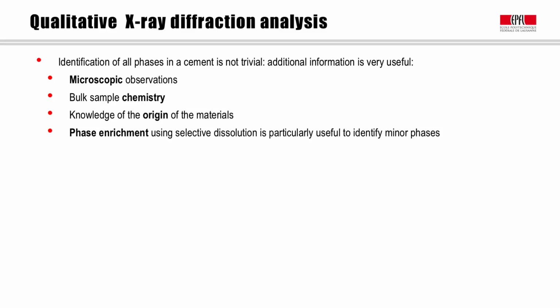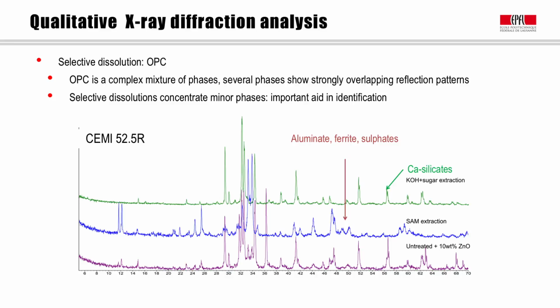Specifically for Portland cements and anhydrous Portland cements, it is very useful to do some selective dissolution to identify minor phases. Looking at the example in this figure, you can see that for an anhydrous Portland cement, we have done two selective dissolutions. One concentrates the calcium silicate-rich phases; this happens with a potassium hydroxide plus sugar extraction in the green curve. The other is an extraction with salicylic acid and methanol, in which we have a solid residue that is concentrated in the aluminate, ferrite, and alkali sulfate phases.